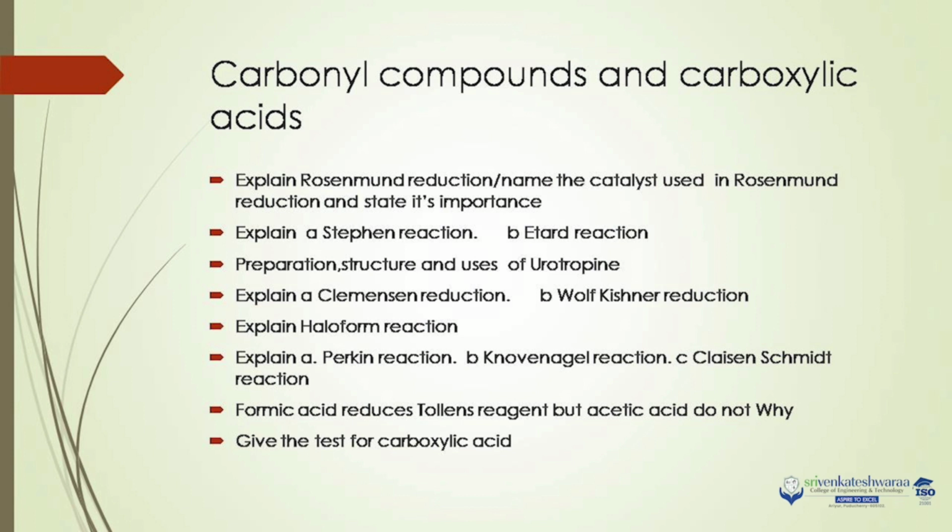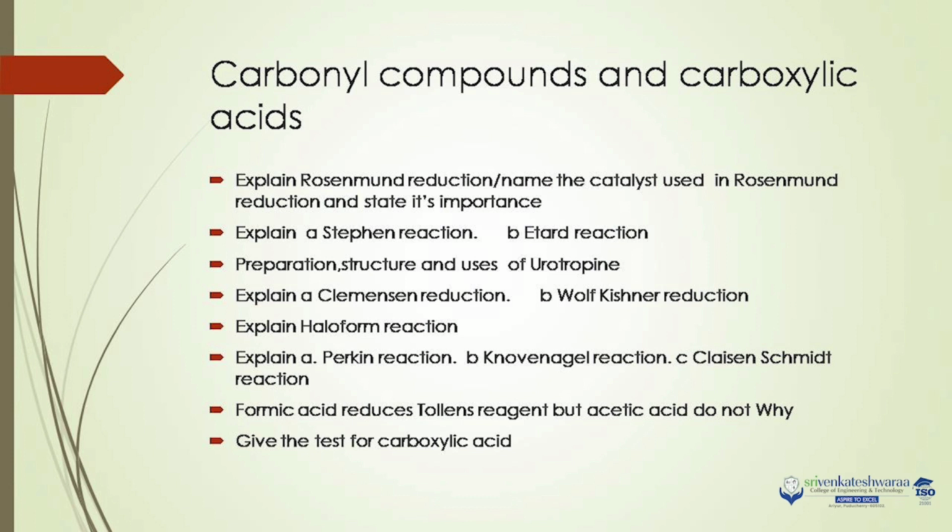Name reactions, just go for that one: Stephen and Etard reaction. Preparation, structure and uses of urotropin. Urotropin is hexamethylenetetramine, (CH2)6N4, and it is prepared from formaldehyde. When formaldehyde combines with ammonia, we get urotropin.